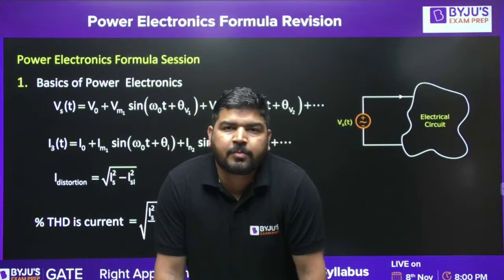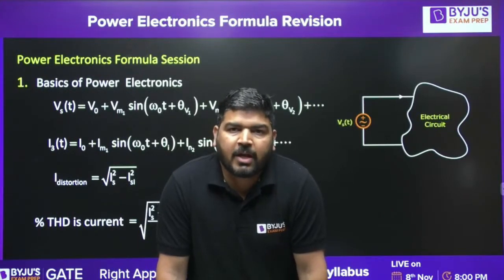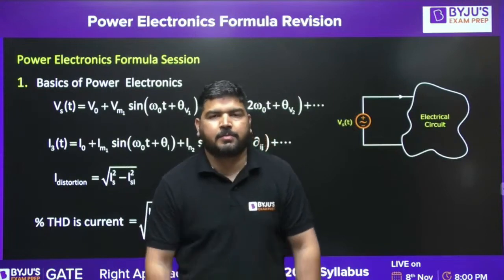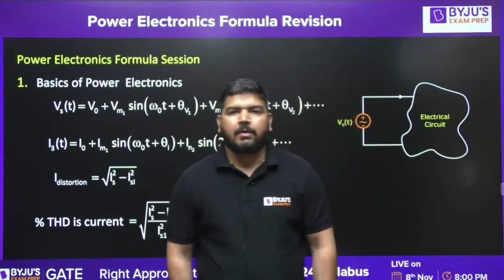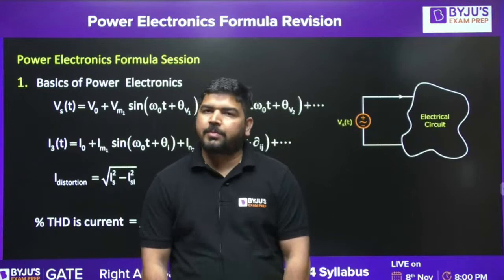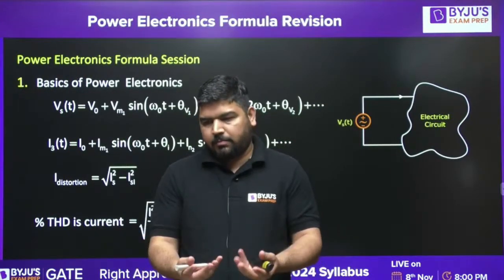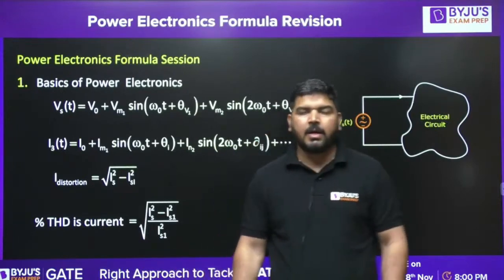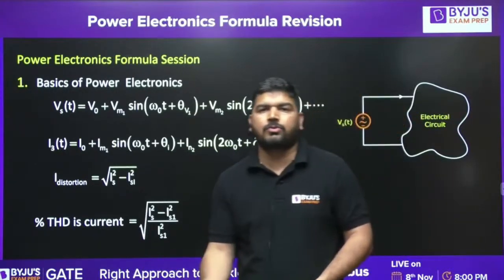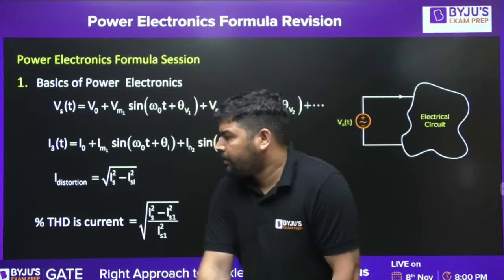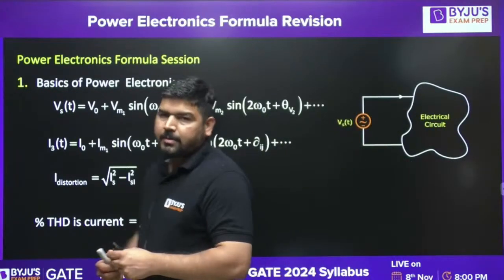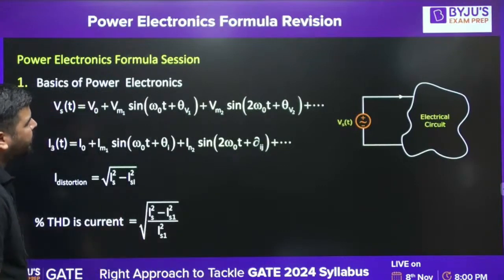There are two sessions on power electronics for formula revision. In the first session we'll discuss two chapters: basics of power electronics and phase controlled rectifier. These two chapters are you can say 50% of the power electronics, because phase controlled rectifier is a large chapter and it will contain almost 2 to 3 marks, and that's why we'll cover that topic in today's session. So first we'll discuss basics of power electronics.